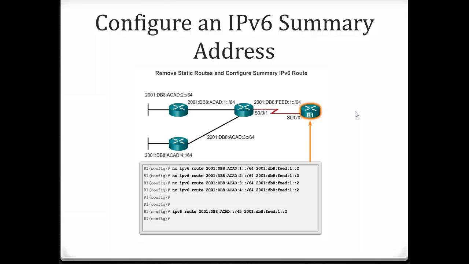This slide shows an IPv6 summary route address in action. The first thing they do is take out all of the individual static routes they had for R1. R1 had static routes to all of these remote networks. What we decided to do, instead of having each one in there individually, is summarize all 4 of these into one. So we take out all the individual ones by doing no ipv6 route and what the route was. Then we put in the summary route by doing ipv6 route, what the summary route was with the summary prefix, and here they're using the next hop address.